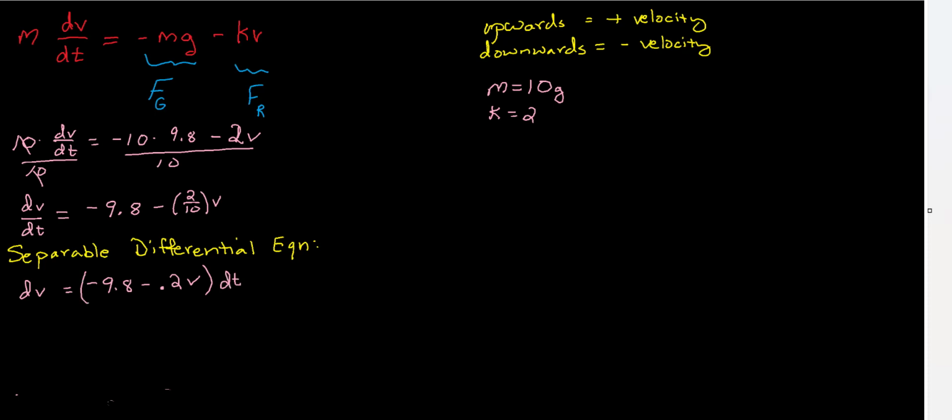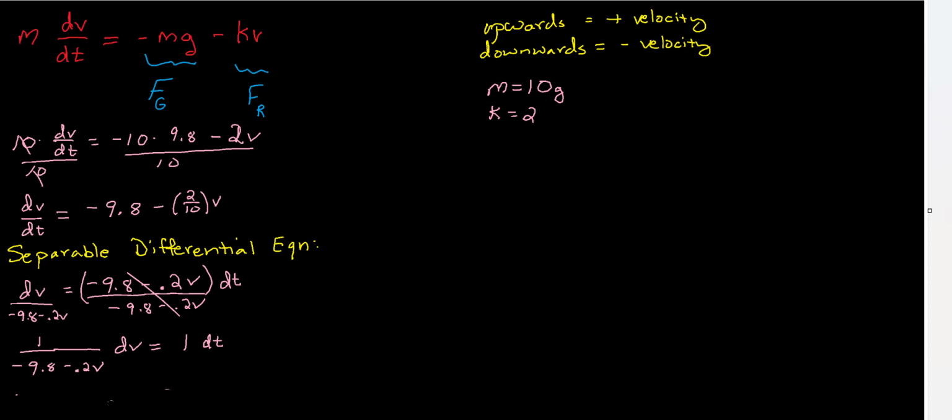Now, on that right-hand side, I've got a mixture of v's and t's. So again, the goal is to separate. I'm going to divide both sides by negative 9.8 minus 0.2v. And of course, I'm out of room, but you can see what I'm doing there. Okay. On the left-hand side, I have 1 over negative 9.8 minus 0.2v dv. And on the right-hand side, I just have 1 dt.